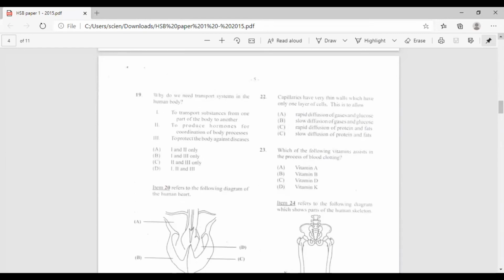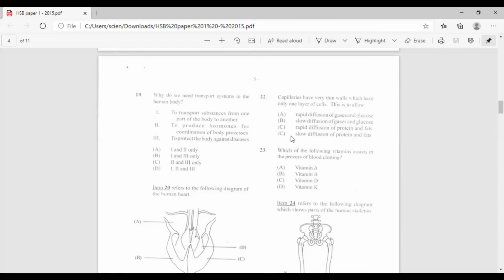So 22. Capillaries have very thin walls which have only one layer of cells. This is to allow A, rapid diffusion of gases and glucose, B, slow diffusion of gases and glucose, C, rapid diffusion of proteins and fats, D, they made a mistake, so it should be D, slow diffusion of proteins and fats. So for 22, the answer is A, rapid diffusion of gases and glucose.